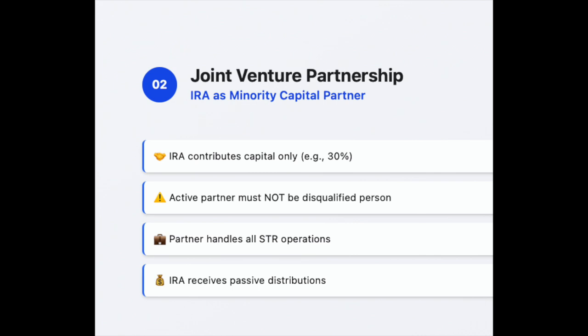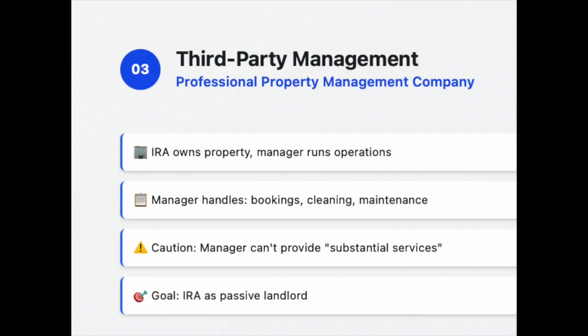And that warning about disqualified person sounds important. Crucial. Absolutely cannot be yourself, your spouse, your parents, kids, grandkids, grandparents, or entities they control. That avoids prohibited transactions, a whole other tax minefield for IRAs. Right. Okay. So JV with a non-disqualified active partner. What if you don't want an individual partner, but still need someone else to run things?